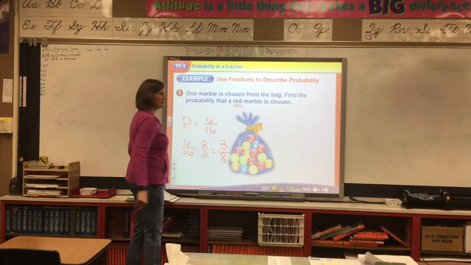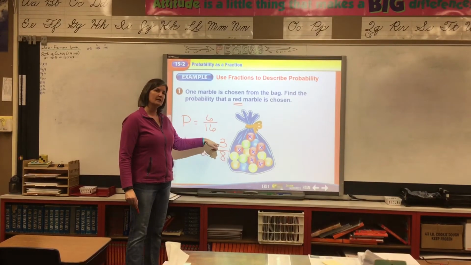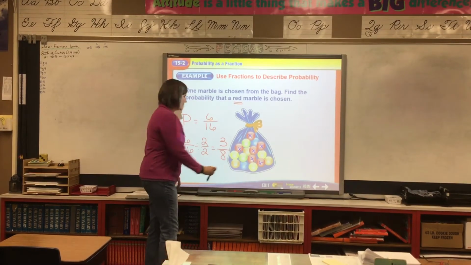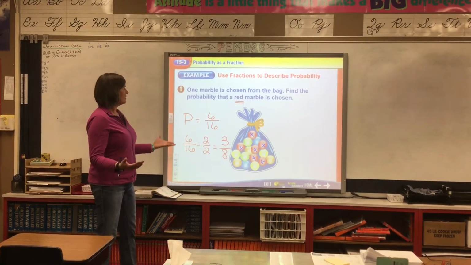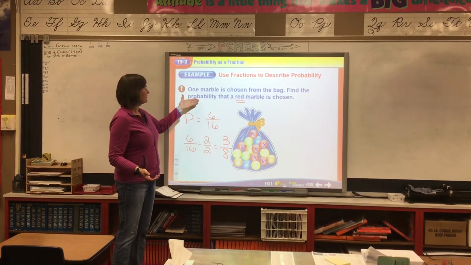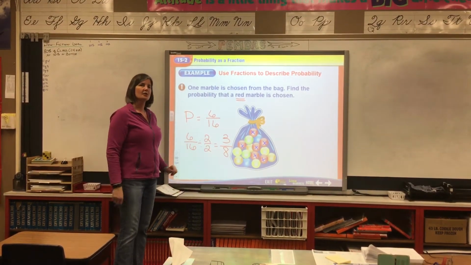Is 3 eighths in simplest form? Yes. We know it is because the factors of 3 are 1 times 3, and 3 is not a factor of 8. Therefore, their greatest common factor is 1. So the answer to the question, find the probability that a red marble is chosen, would be written as 3 eighths.